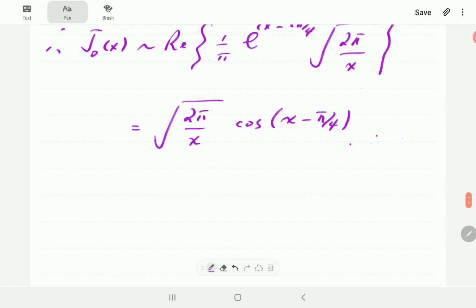If we use the trigonometric identities, again we could rewrite this. It's going to be square root of pi over x times cosine x plus sine x. So that is the asymptotic expression of J naught as x goes to infinity.